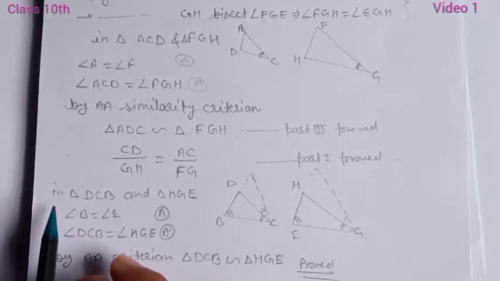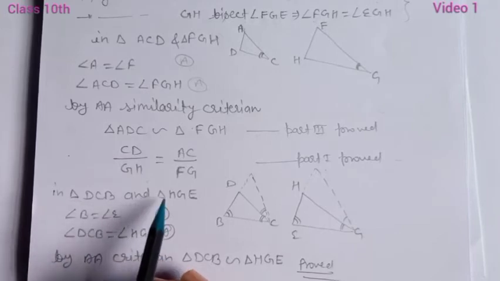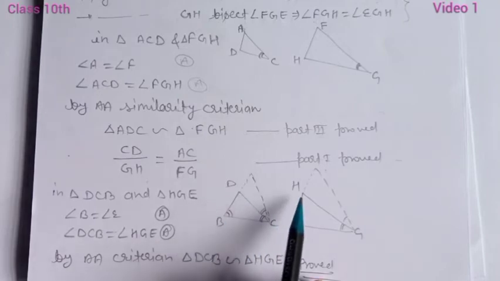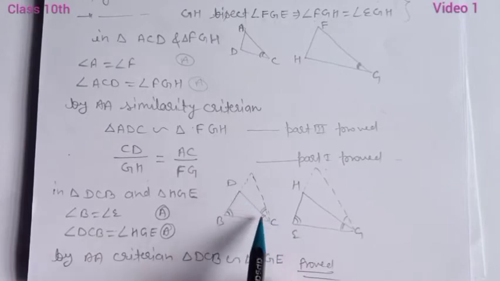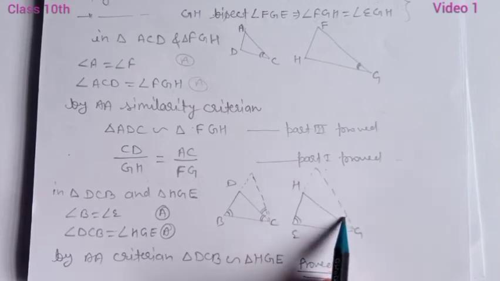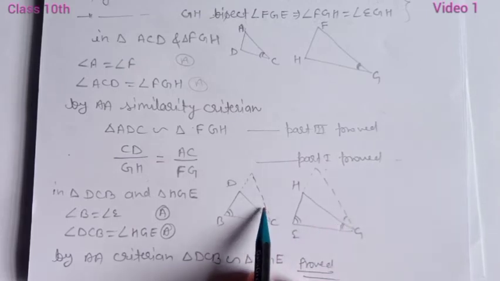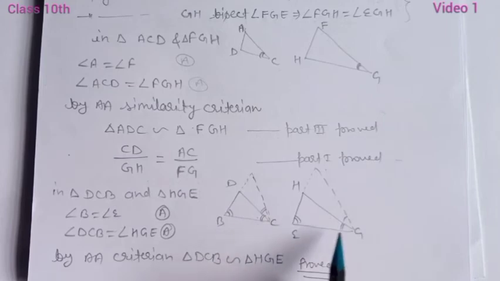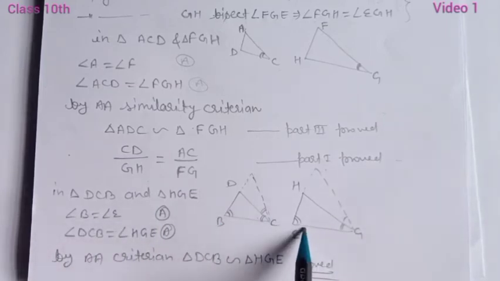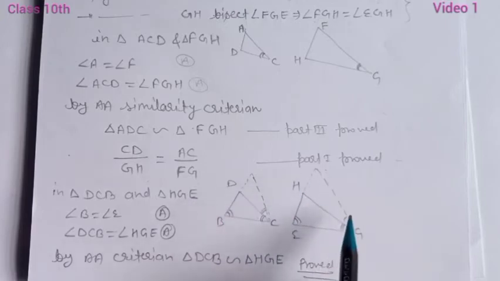Let's see the second part. In triangle DCB and triangle HGE, you can see students, the same copy is drawn here, DCB and HGE. As you know that CD is a bisector in this triangle and GH is a bisector here, it means this angle is equal to this angle, and angle C is equal to G. So you can write angle B is equal to E, as we know that both triangles are similar, which is given here.